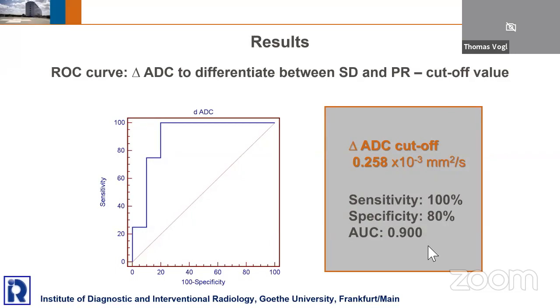Interestingly, if we look at these ADC values, there's a cutoff range. Currently, we have this data, but you see the specificity is still 80%. But at least if we are able to increase the ADC value by our local technique, it looks like we can improve the survival in these patients.